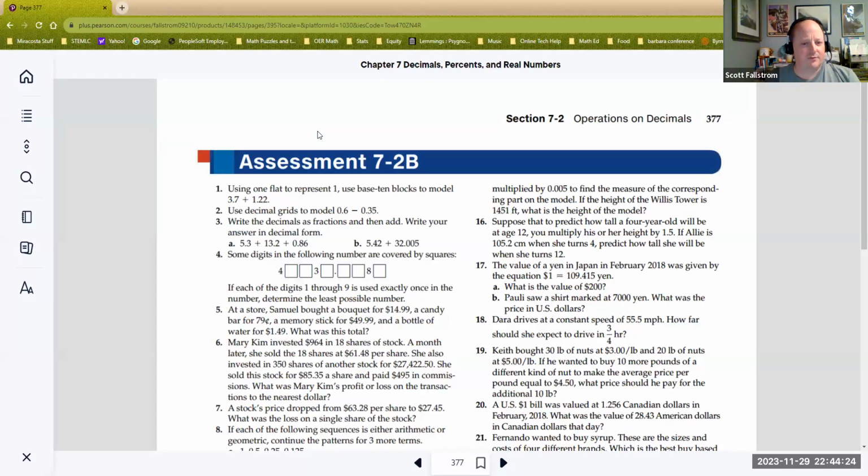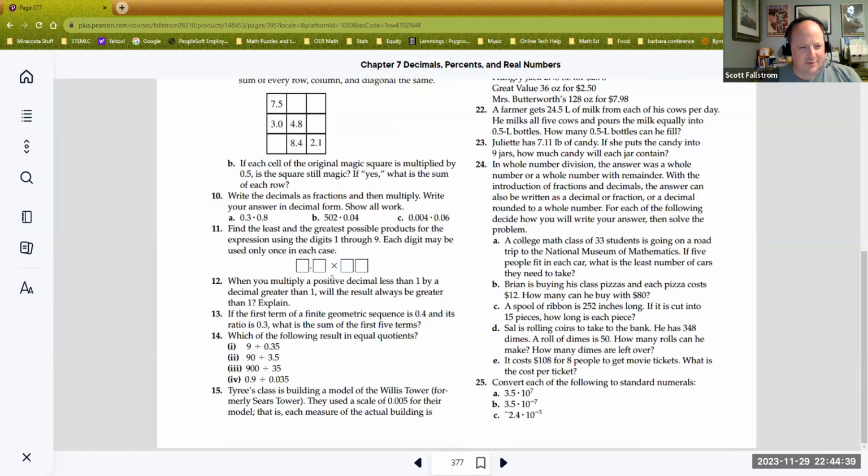So let's take a brief look and see. Questions 12, 19, and then MC number 6. All right, so let's take 7.2, number 12. So if I scroll down here, let's see here. When you multiply a positive number less than 1 by a decimal greater than 1, will the result always be greater than 1? Okay.